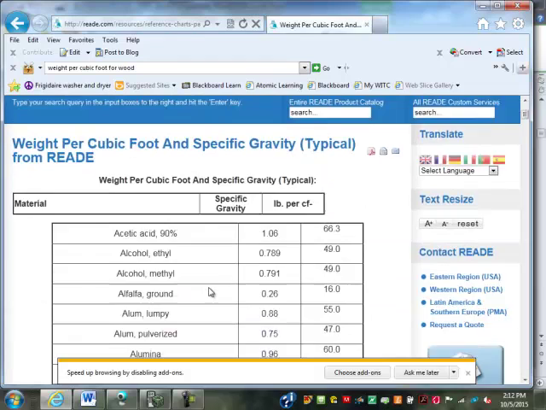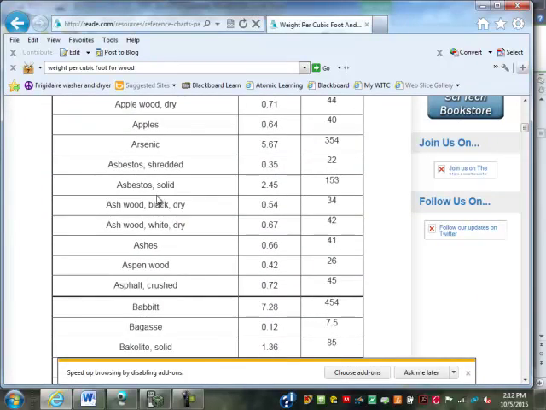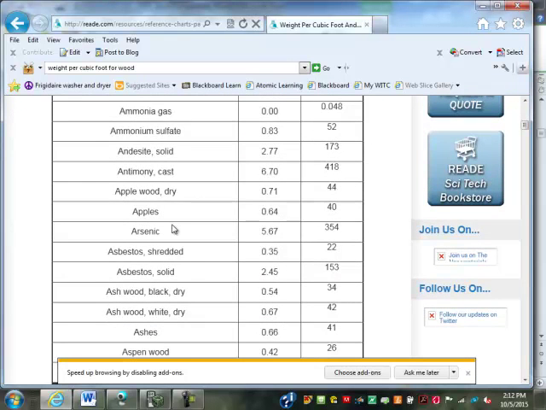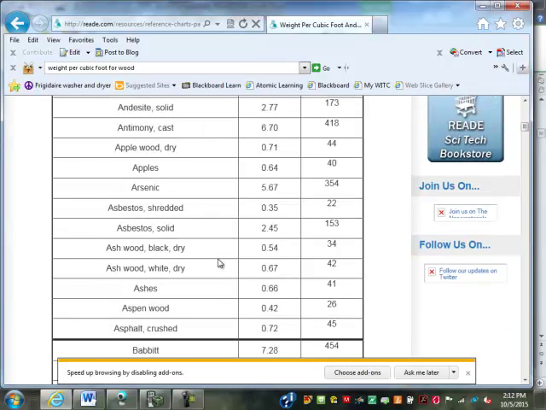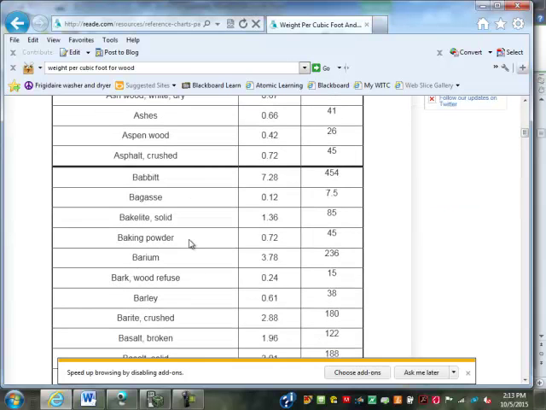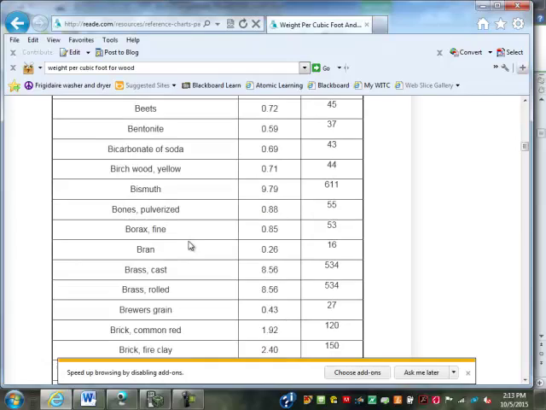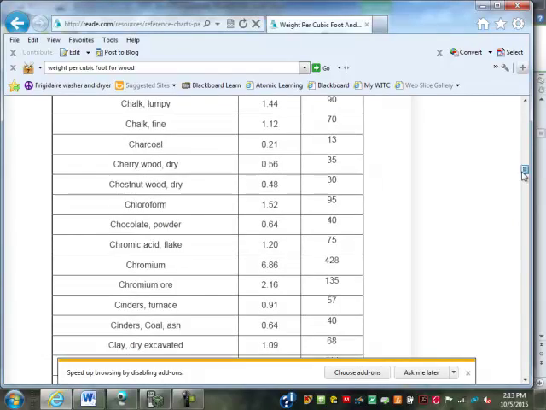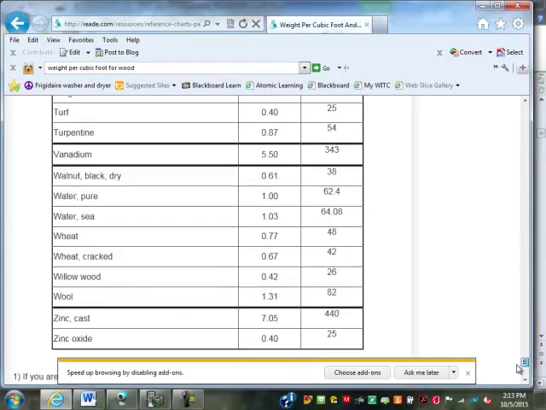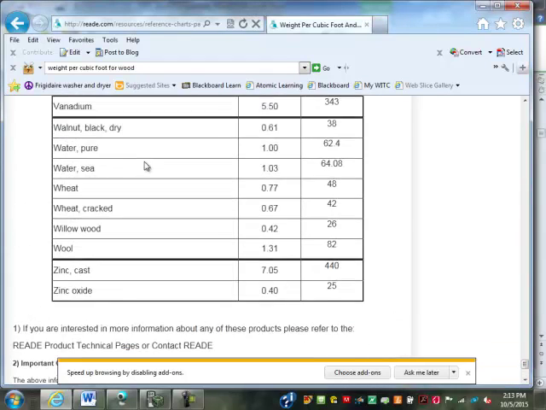This is the one I was looking for, I think. This is per cubic foot. So you can see applewood's 44, ash is about 42. Yeah, so it looks like it's 25 to 50, depending on the type of wood. Walnut. Black dried walnut is only 38.